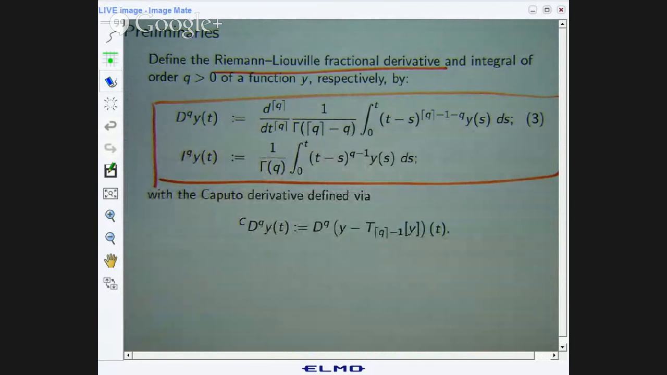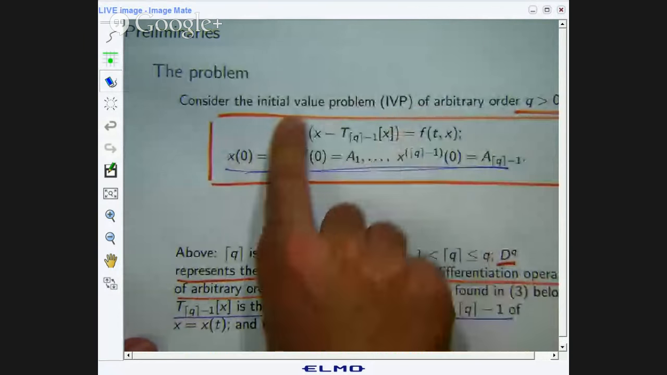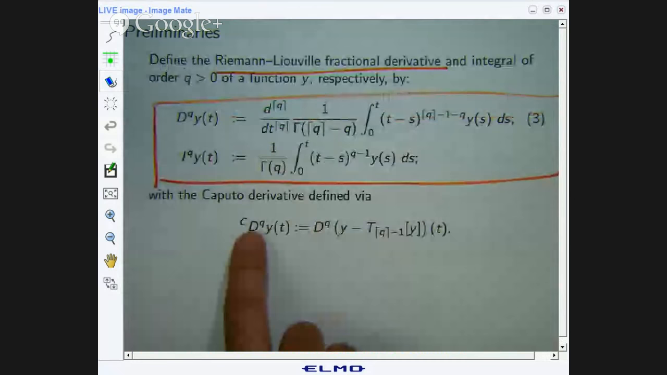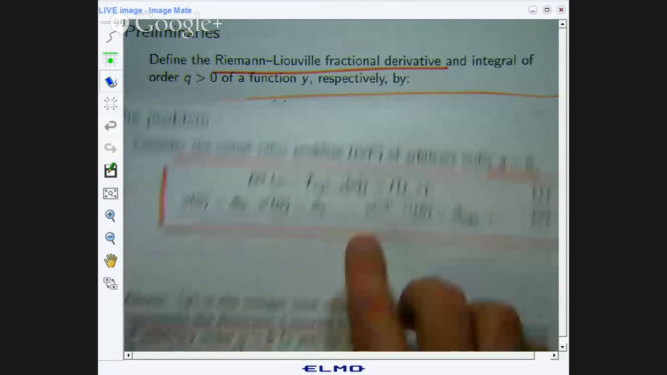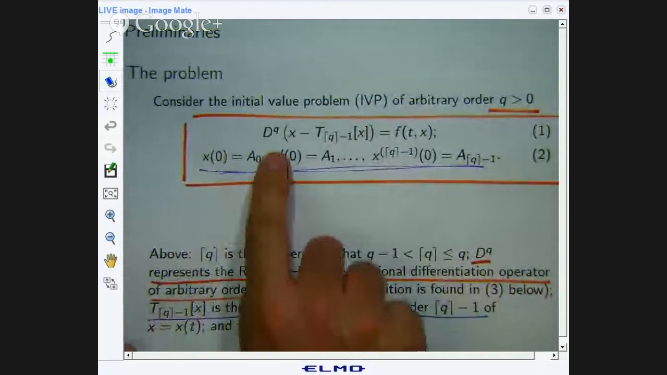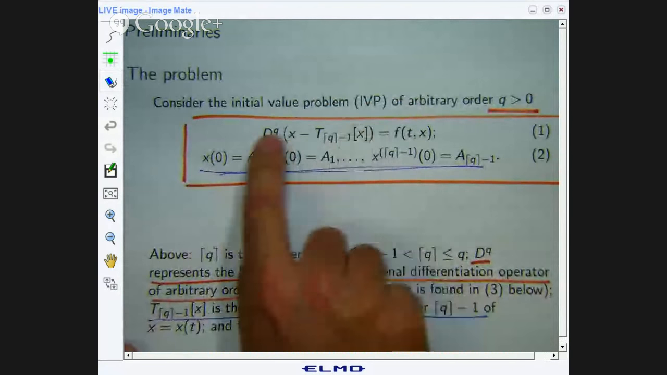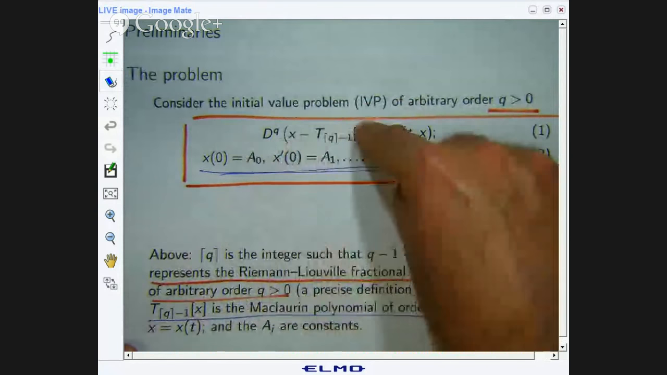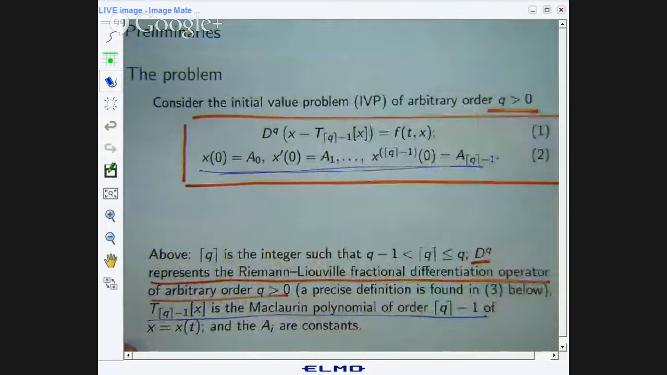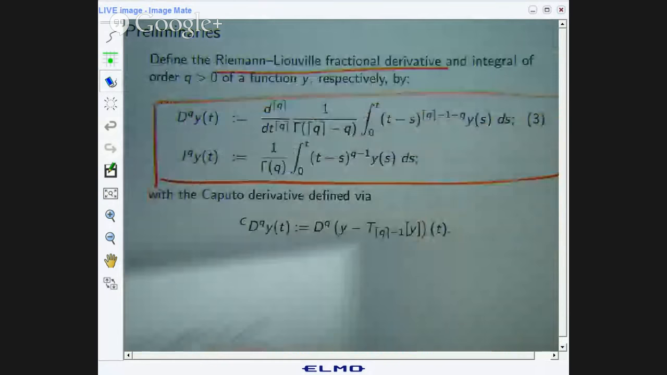And sometimes this left-hand side here is reduced to this Caputo derivative, where this gets compacted down to here. Now, again, if q is an integer here, the derivative of this Maclaurin polynomial just disappears. So you get the regular derivative and regular differential equation that you would be used to.